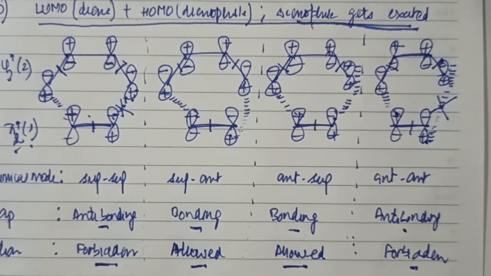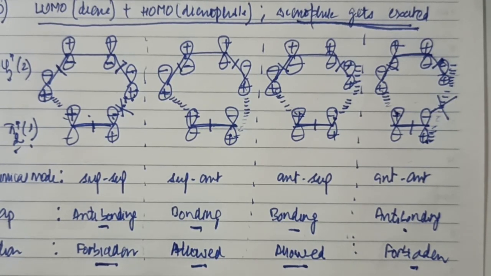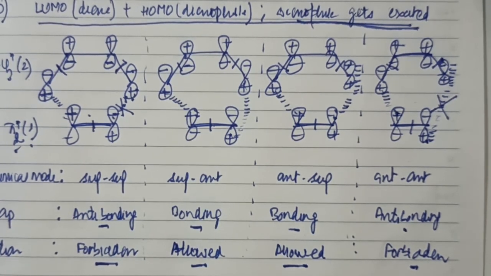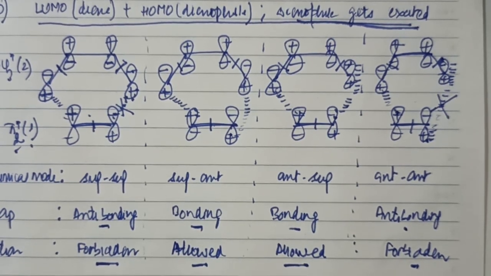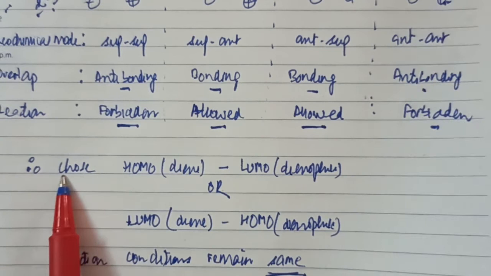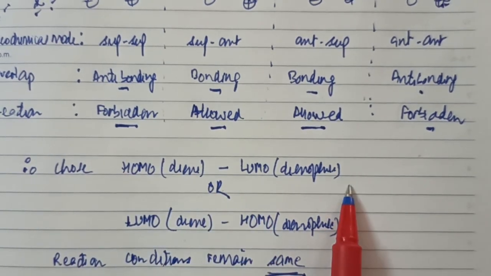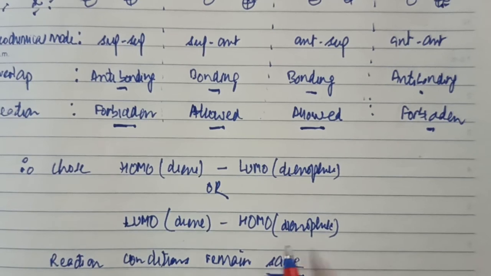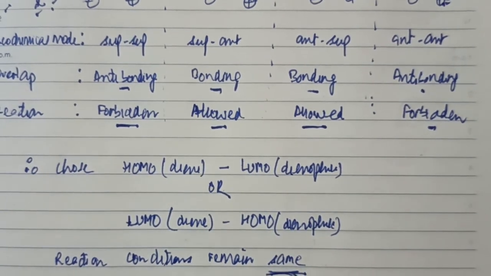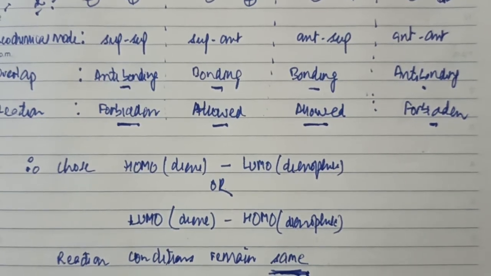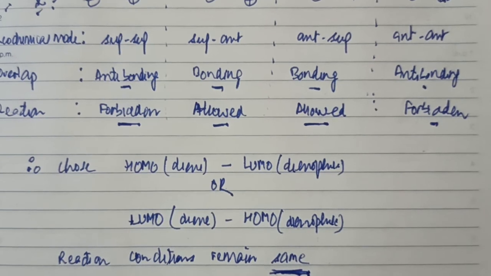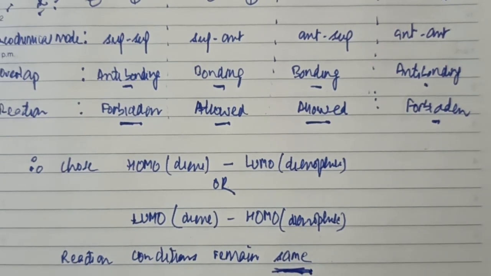Therefore, under photochemical conditions, the result remains the same. That means the supra-supra stereochemical mode under photochemical conditions was disallowed or forbidden, and supra-antara was an allowed process. And whatever we choose, whether you choose the HOMO of the diene with the LUMO of the dienophile or the LUMO of the diene with the HOMO of the dienophile, the reaction conditions remain the same. So this is a way to work out cycloaddition reactions. This is the way to gauge the reaction conditions of a cycloaddition reaction using the FMO approach.